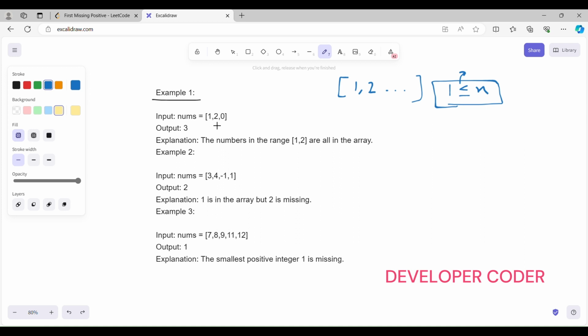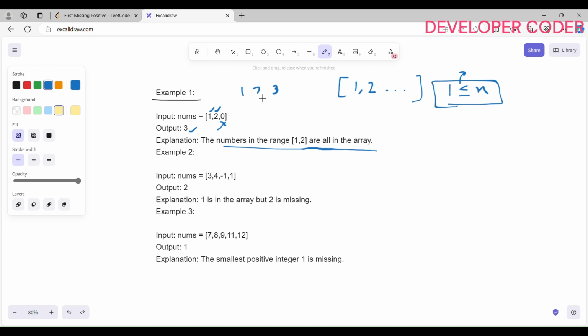Okay, so in this particular example, 1, 2, 0, see, 1 is present, we have to ignore this 0. 1 is there, 2 is there, and now 3 is left out, right? We just have to return the smallest positive integer. So in this array, 1, 2 is there and 3 is not there, so we have to just return 3. So the numbers in the range 1 to 2 are all in the array. What is the length? Length is 3 for this nums array, and we have to search for the numbers 1, 2, 3. So 1 and 2 are there, only 3 is not there. Okay, so we return 3 as the output.